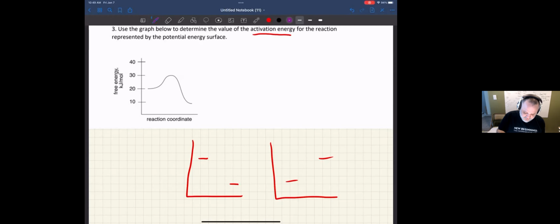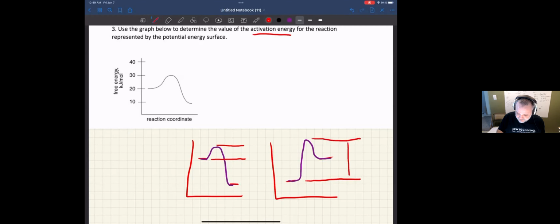But the truth is that products and reactants are particles that move around on a potential energy surface, and they are constantly changing shape to get from products to reactants. And there's a continuous change in energy. It's not discrete. And so the activation energy is the energy that it takes to get from the products, or excuse me, from the reactants to the highest point in that graph. So both of these represent activation energies.